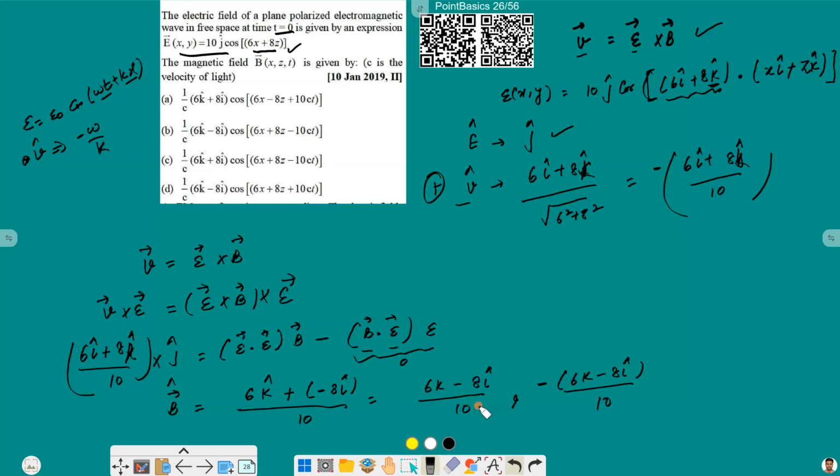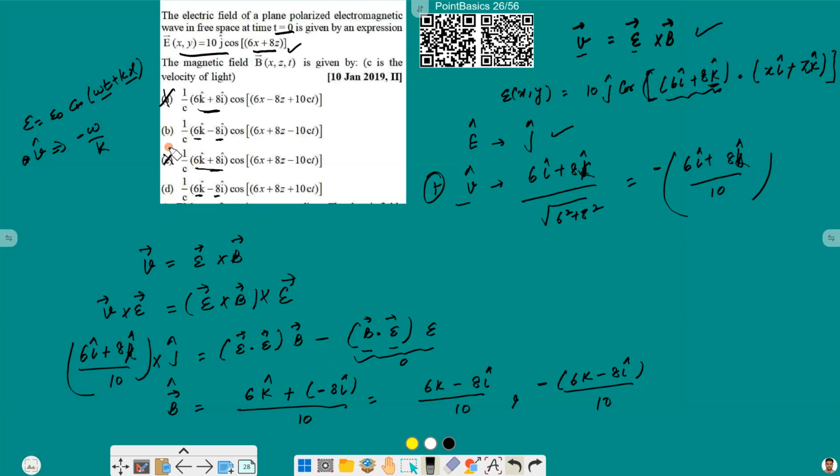Now let us match the given possible directions. Here we have 6k + 8i, it will not match. Here we have 6k − 8i, it can match. Here we have 6k + 8i, this will not match. And here we have 6k − 8i, this can match. So any of option B or D can be the right answer.